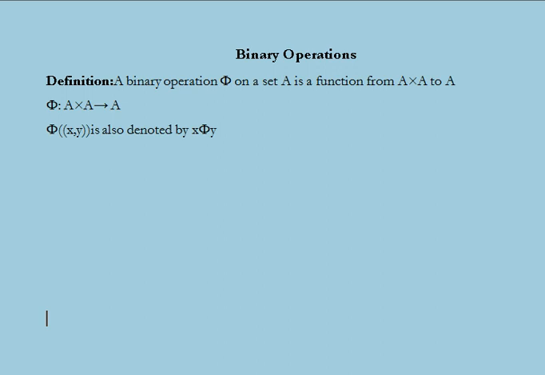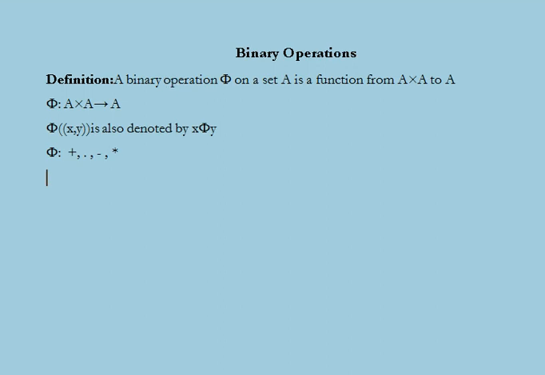Now here we use a symbol for phi as plus indicating addition, dot representing multiplication, minus representing subtraction, and star representing any mathematical operation. Next we are going to consider a binary operation that is well defined. A binary operation is well defined if and only if whenever x is equal to q and y is equal to t, then the binary operation on x and y is equal to the binary operation on q and t.